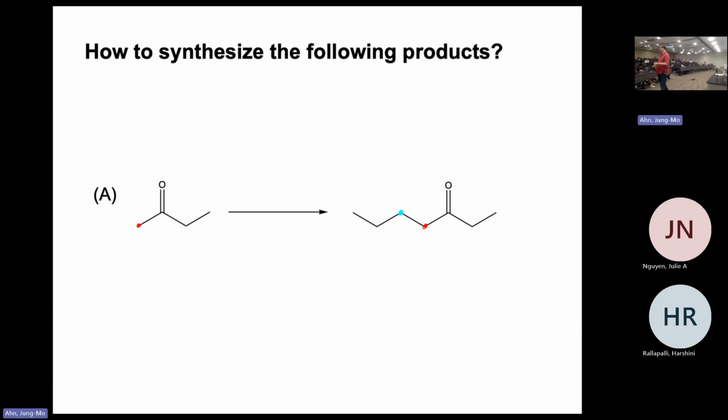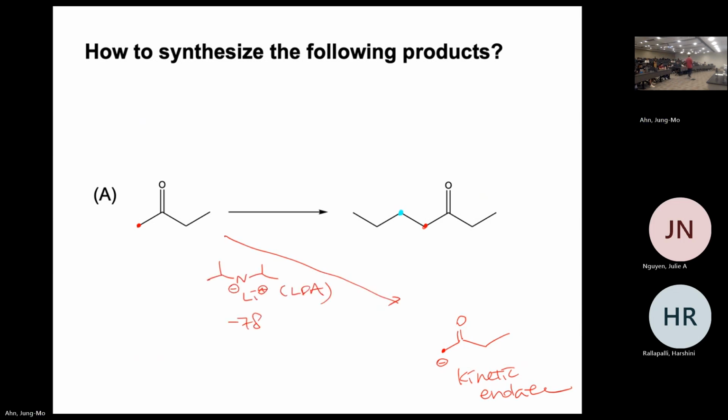So what condition do you need to use? Well, that's a kinetic enolate you've got to produce. To produce a kinetic enolate, you use a strong base like LDA at low temperature. That makes a kinetic enolate, and that reacts with propyl bromide, right? We need the propyl groups there. Propyl bromide makes an attack there by an SN2 reaction and kicks the bromide out.